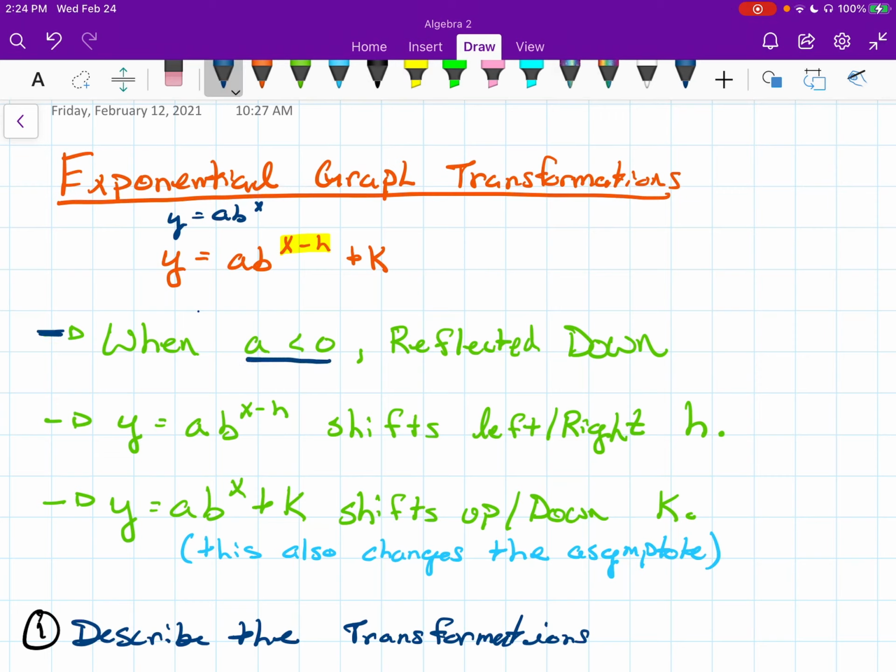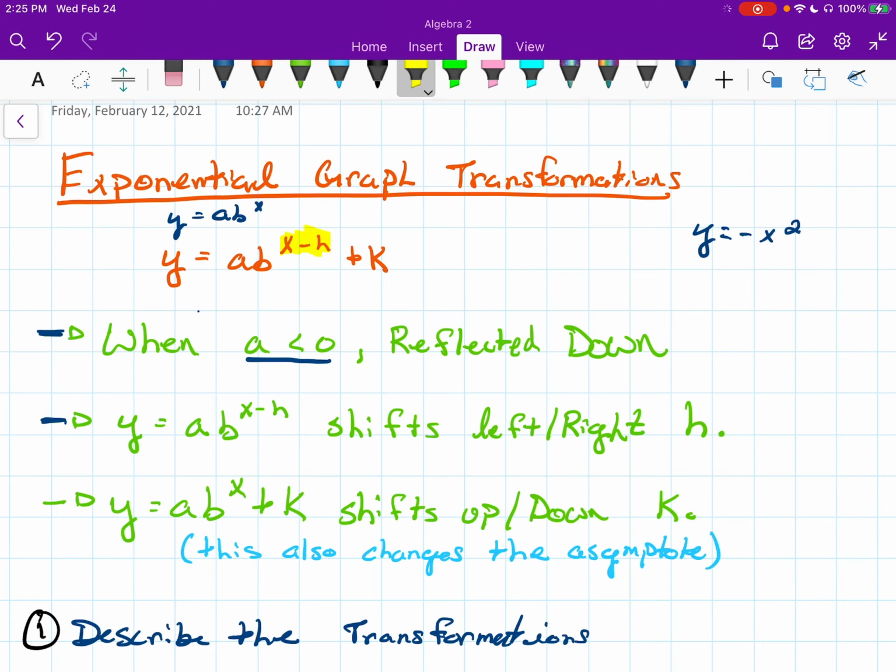When a is less than 0, it's reflected down, right? Think about whenever we would have something like y equals negative x squared. That was reflected down, right? Same kind of thing happens there. Next up, we have y equals a b to the x minus h. That shifts it left or right. That's what I was wanting to talk about first.